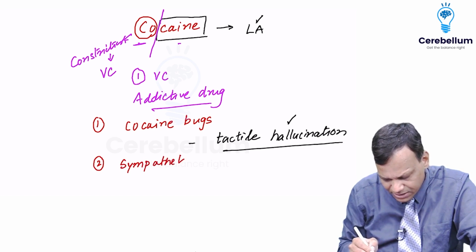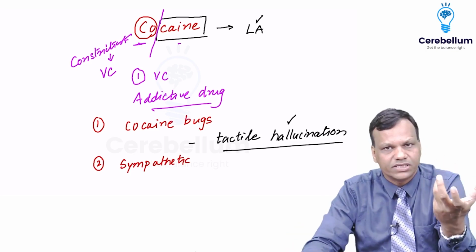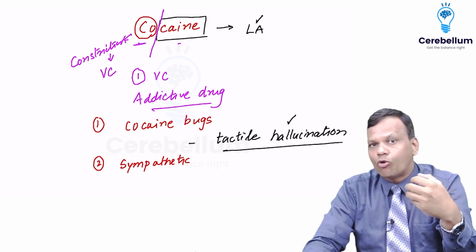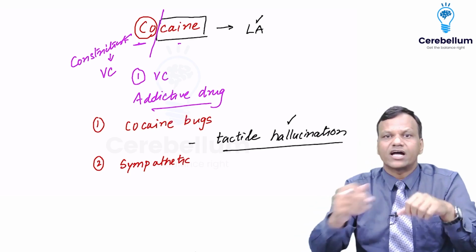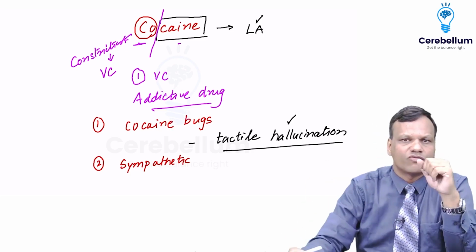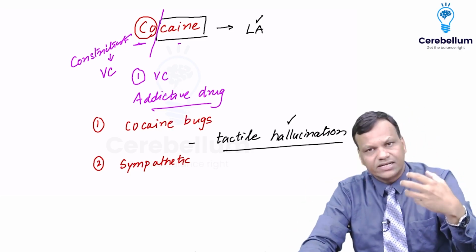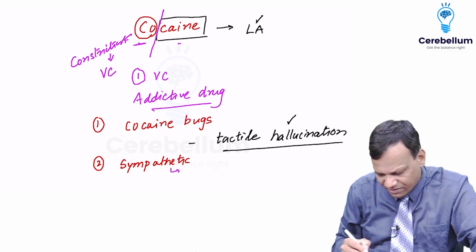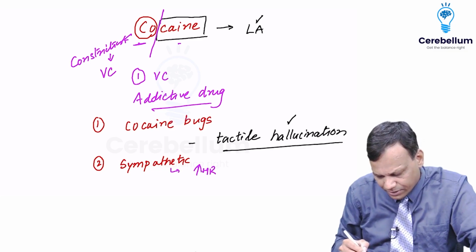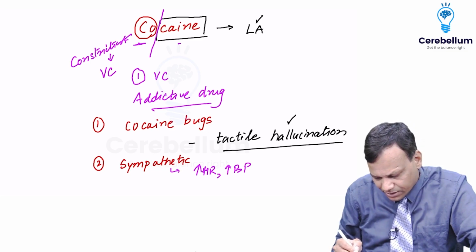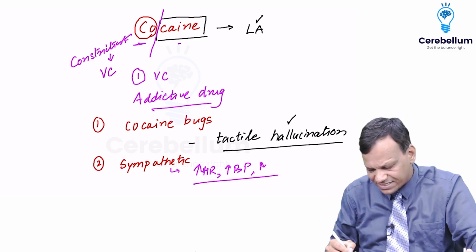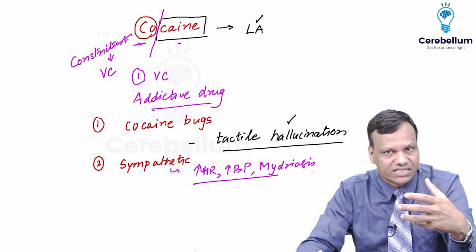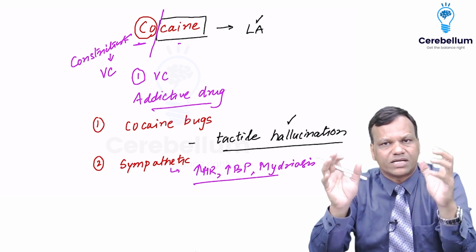Now, the second important thing to remember about cocaine addiction is the sympathetic action. Remember, cocaine is a sympathetic drug. Obviously, it inhibits the reuptake of noradrenaline, giving more noradrenaline. So in cocaine overdose, if a person injects a large amount of cocaine into the blood, that can result in sympathetic excess symptoms. What are the sympathetic excess symptoms? That will be tachycardia, hypertension, mydriasis. All these can be seen in cocaine excess. Whenever a person takes excessive cocaine, the sympathetic symptoms can come.